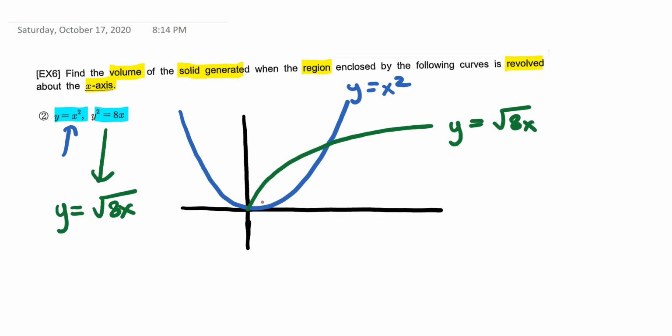Okay, so this region in between, that red region right there, is going to be rotated around the x-axis. Then some kind of solid is going to be formed, and we have to use the washer method to calculate the volume of that object. Before we actually get into the formula and a few more visual diagrams, let's go ahead and find the intersection points. For this particular problem, the graphs do intersect at the origin, which is 0, 0, and then we've got to find out where they intersect over here, right?